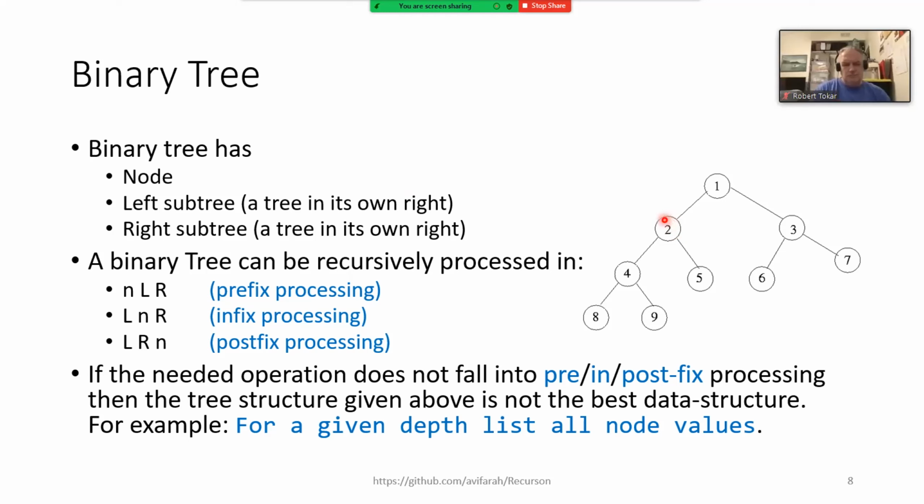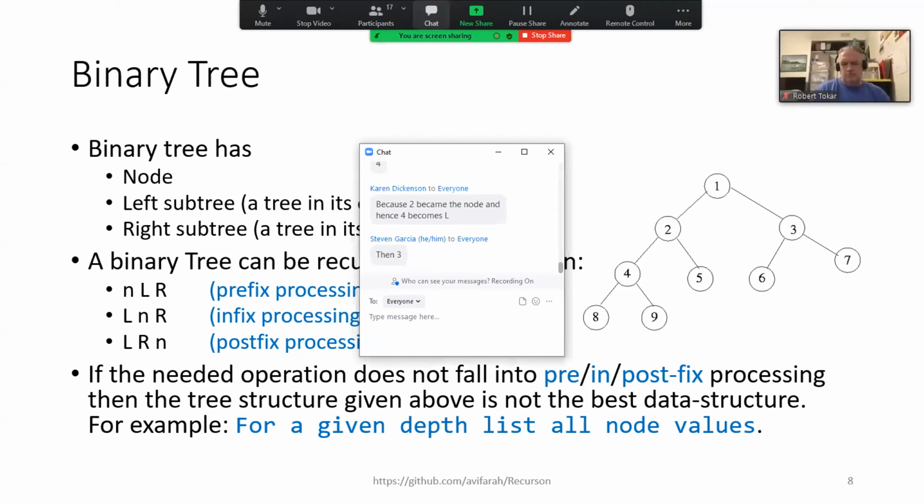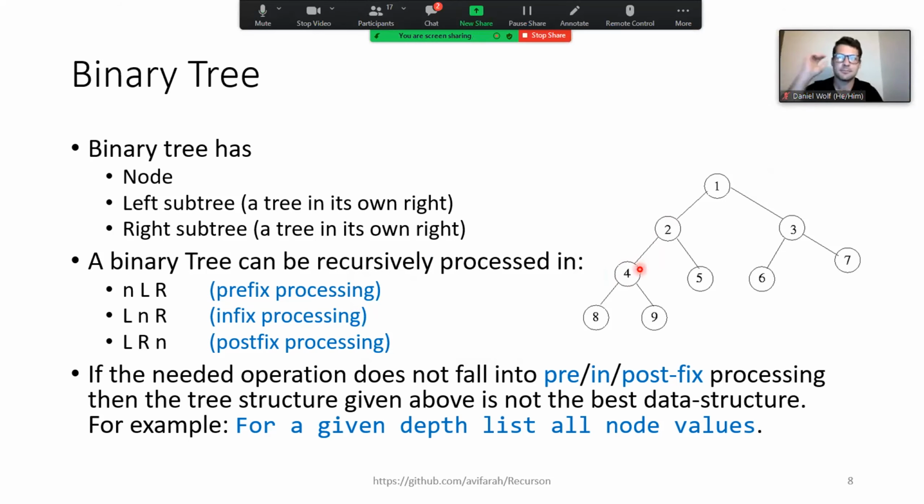What will be the next number? 3? It would have to be 4, since that's going to be the left of that node. Excellent. Okay. That will be the node of the left subtree of 2. Yep. And then what will be the next number?